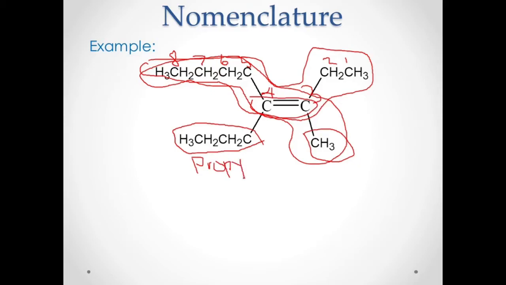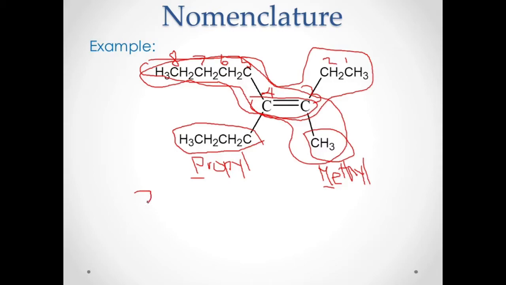So that is a propyl. And this is methyl. Which comes first, methyl or propyl? Methyl. Because remember, it should be alphabetical. So M will be the first one, then followed by P. You have 3-methyl, 4-propyl, then 3-octene.